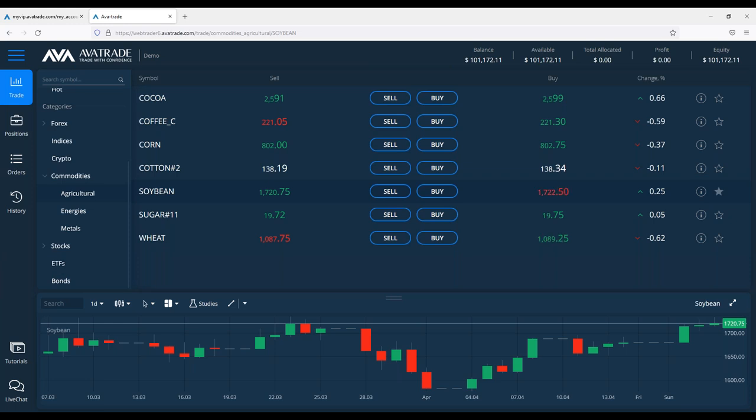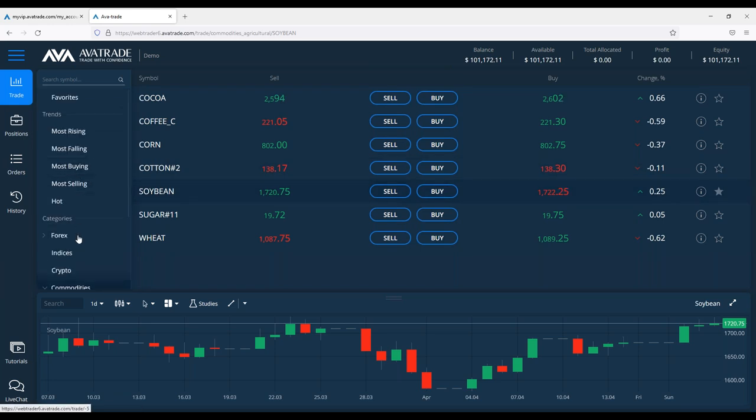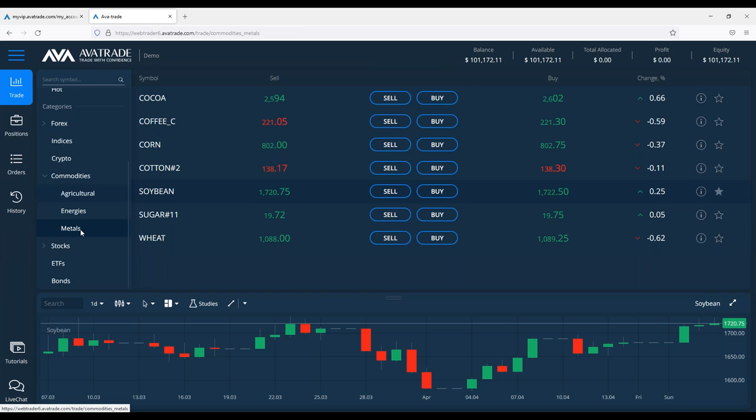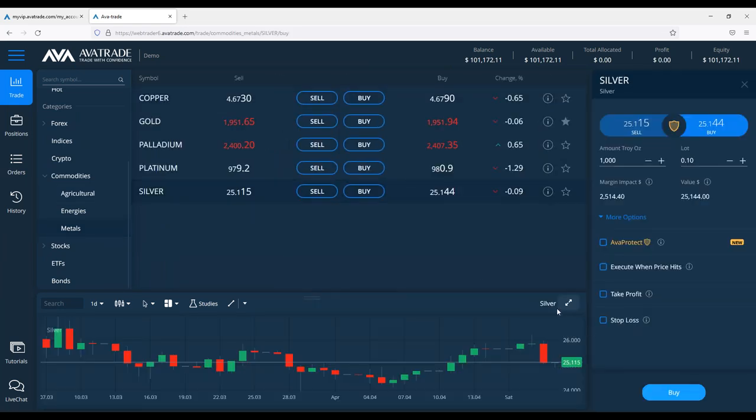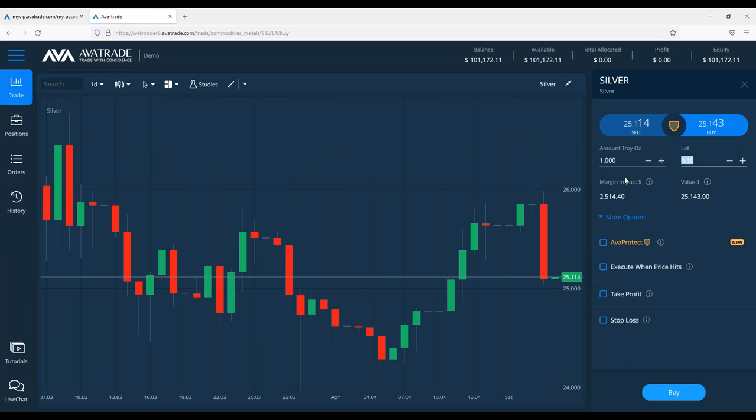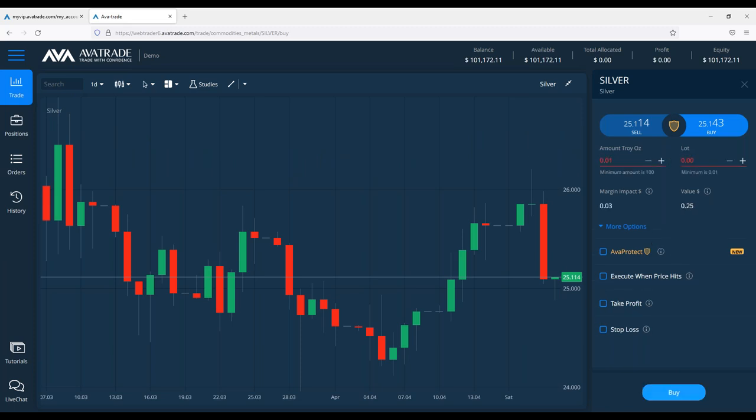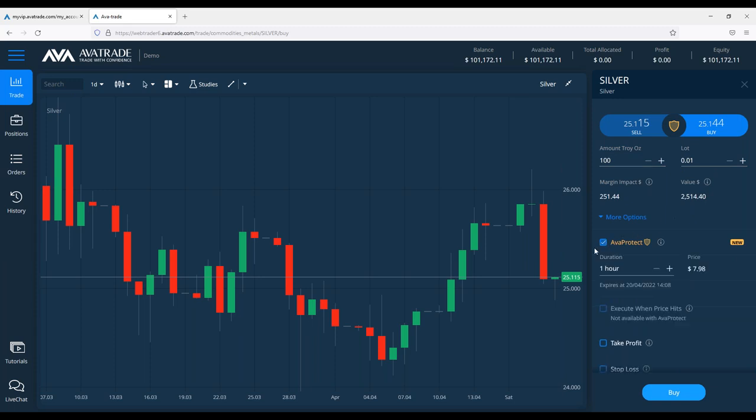Okay, so besides our social, besides our Protect, which I'm going to show you now. At the moment, AvaProtect is for currencies, silver, and gold. So now we're going to open up silver, and we're going to put here 100 units. And we are going to show you in a second how AvaTrade really works. The idea behind AvaProtect is very simple, really.